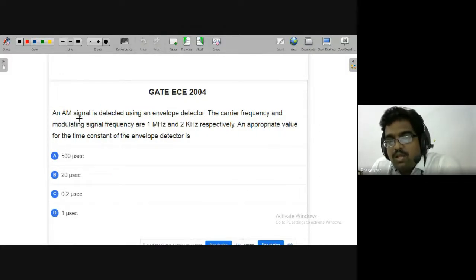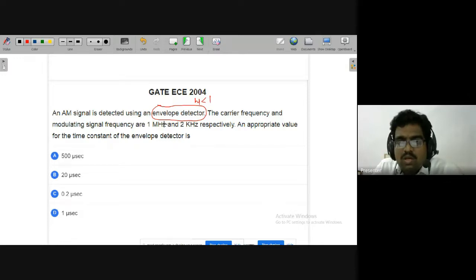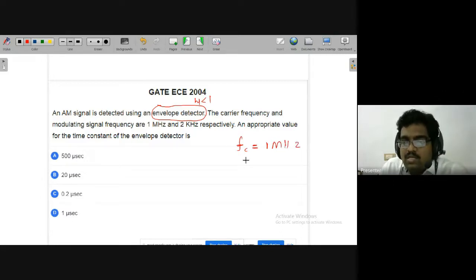Next question. In AM signal detection, we are using an envelope detector. Just now we have seen what an envelope detector is. The main condition for the envelope detector is that the modulation index mu should be less than 1. The carrier frequency is 1 megahertz and the message signal frequency is 2 kilohertz. What is the question? What is the appropriate value of the time constant?